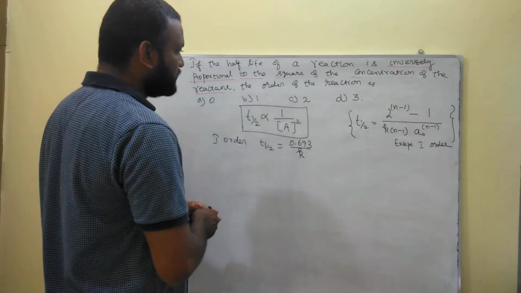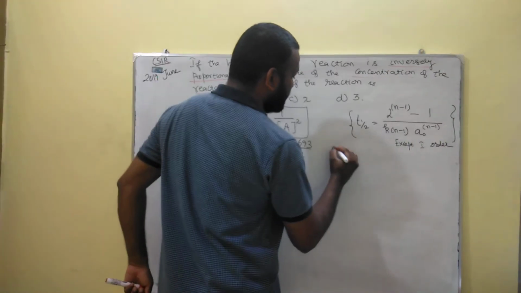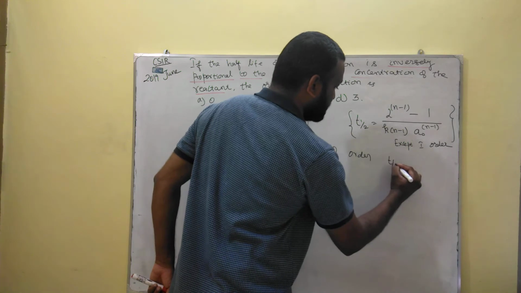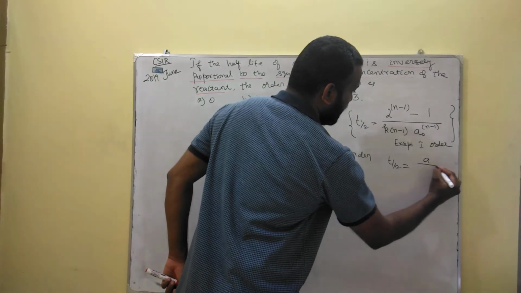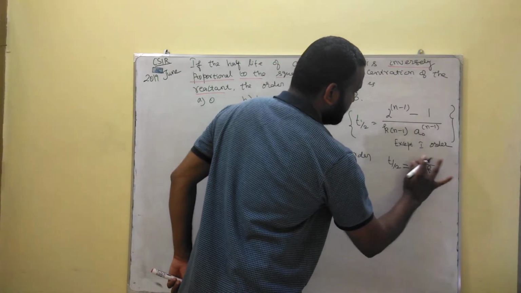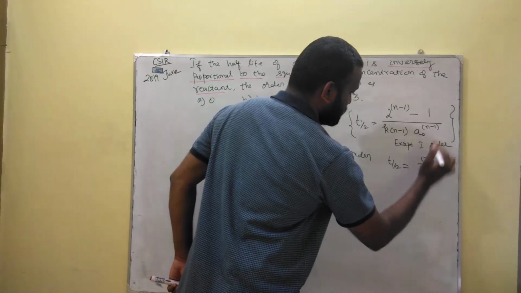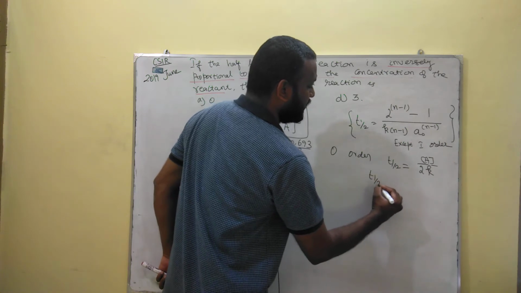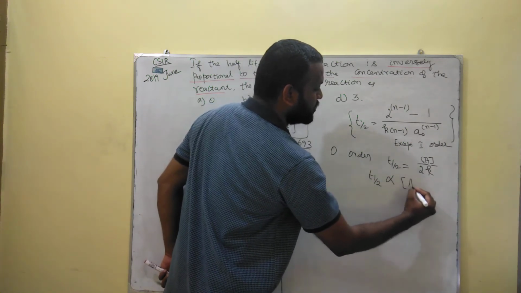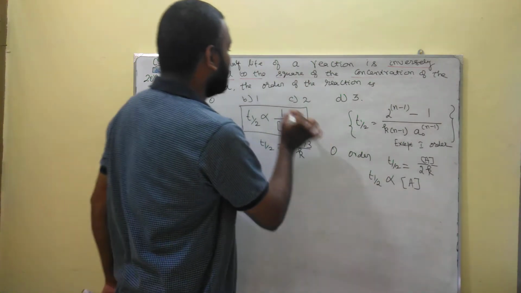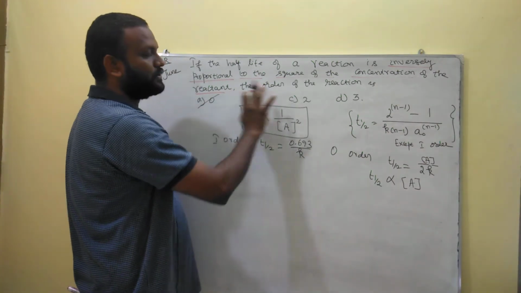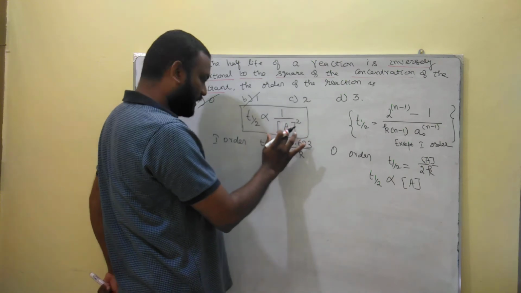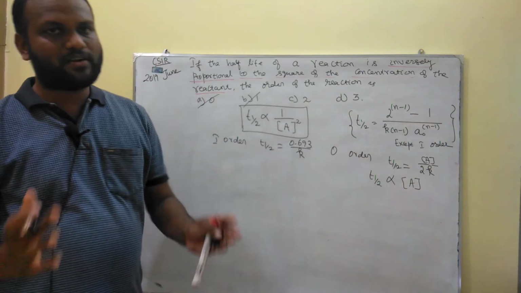So what about zero order reaction? For zero order reaction, T half is equal to A divided by 2K, which is simply the concentration of A divided by 2K. But in this zero order reaction, T half is directly proportional to the concentration of A. So we can omit zero order also. The given expression is not applicable for zero order, and not applicable for first order also.